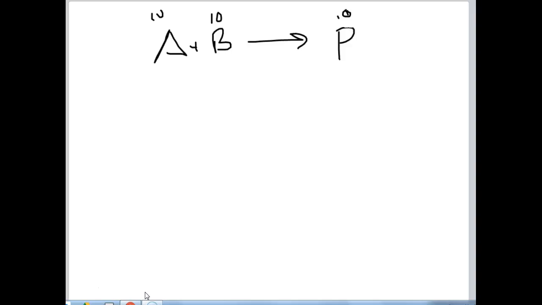This is a second-order reaction because two things need to be changed to influence the kinetics of the reaction. Said a little bit differently, the concentration of A and the concentration of B need to be changed simultaneously in order to increase the rate of the reaction.